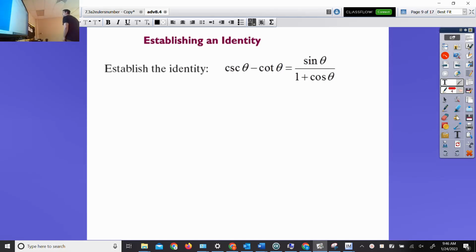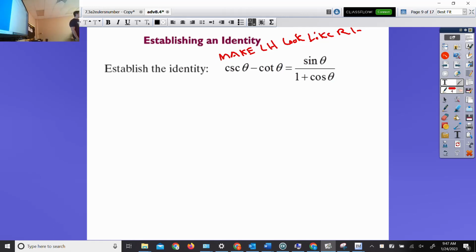So anyways, establish the identity: cosecant theta minus cotangent theta is sine of theta over 1 plus cosine theta. You do have choices. You can work with the left or the right, but generally speaking, the goal is to make the left-hand side look like the right-hand side. So that's where you should start. That's your goal. Make the left hand look like the right hand. And Jaden, don't try to do something to both sides. I didn't. I know what you were trying to do yesterday.